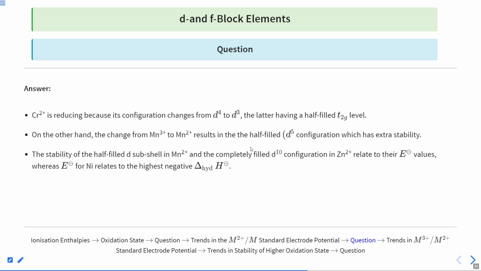You will study this more accurately in coordination compounds, but for now, Cr2+ is reducing because its configuration is changing from d4 to d3. The latter has a half-filled t2g orbital. On the other hand, if we move from Mn3+ to Mn2+, it results in a half-filled configuration. The stability of the half-filled subshell in Mn2+ and the completely filled d10 configuration in Zn2+ relate to their E0 values.